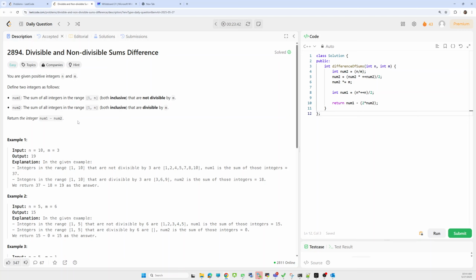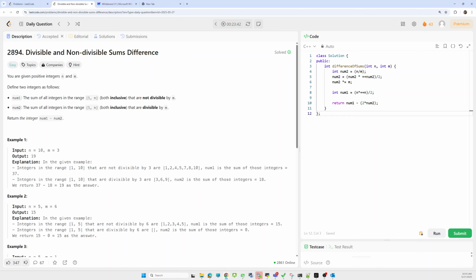So there is a simple approach. The simple approach is that we can iterate over the whole range. In a for loop we maintain the sum, for each element from 1 to n. Then if the element is divisible by m, we just subtract that element from the sum.